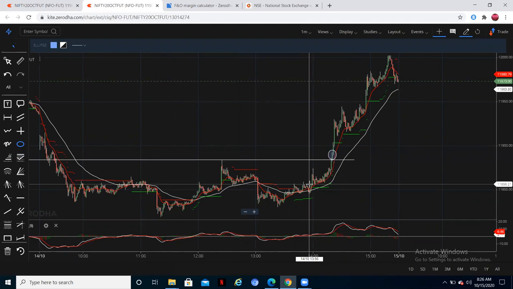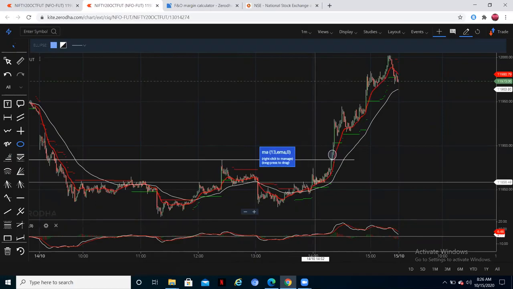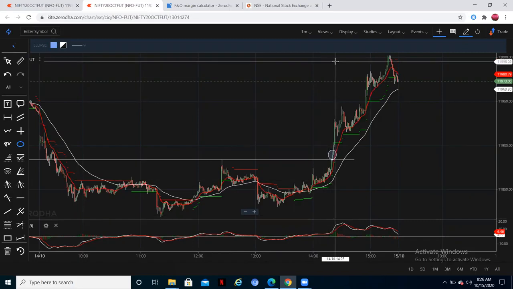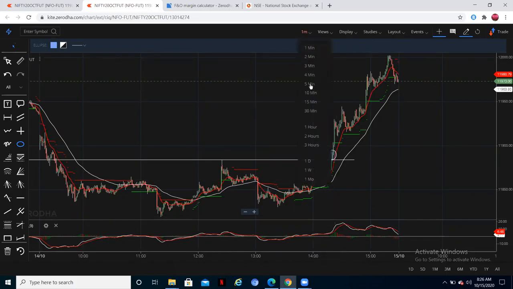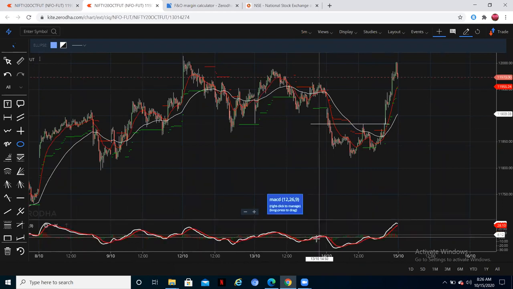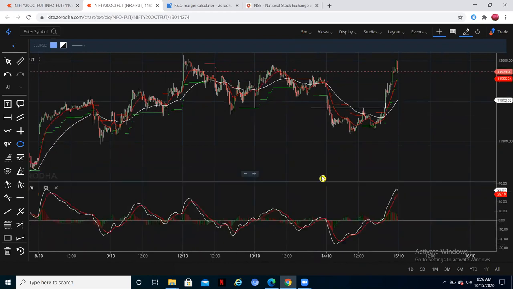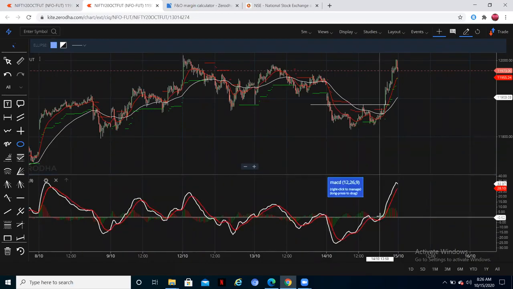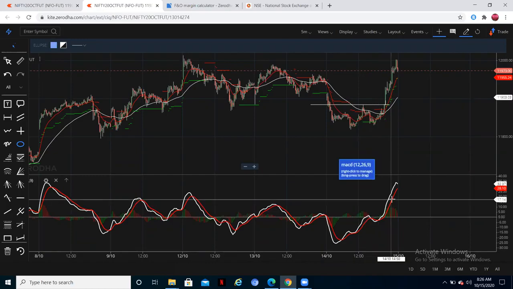So the first condition is fulfilled here. The second condition is MACD must be in the favor of your trade. That is, on the 5-minute chart, you will be analyzing MACD. And in case you don't know how to analyze MACD, I'm repeating that. That is, we are just confirming the strength of the trend.